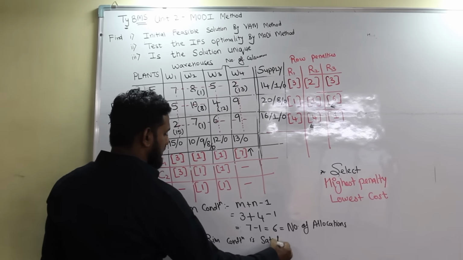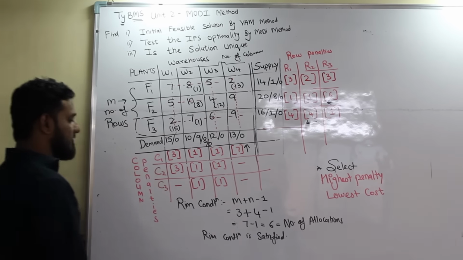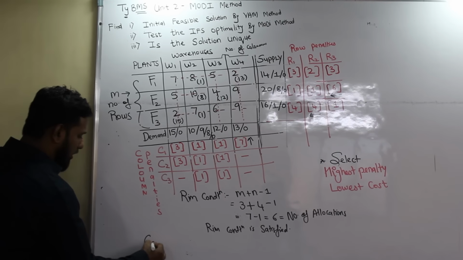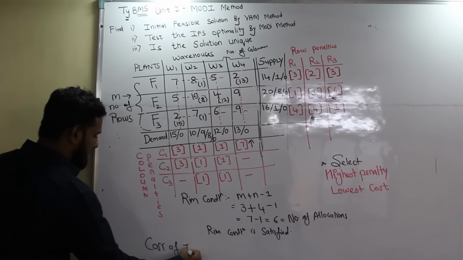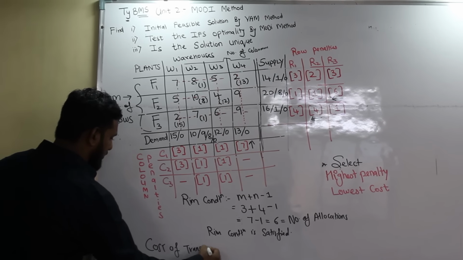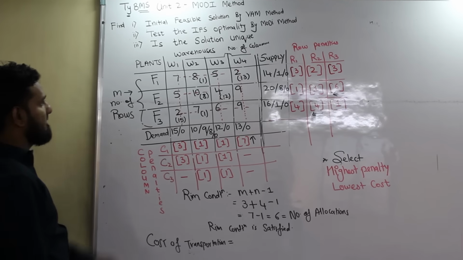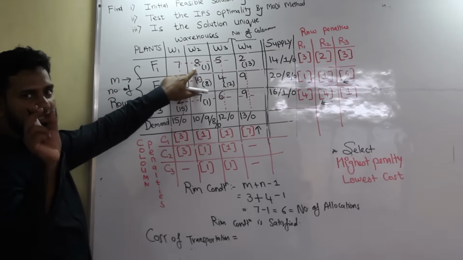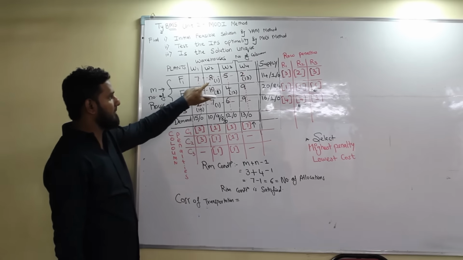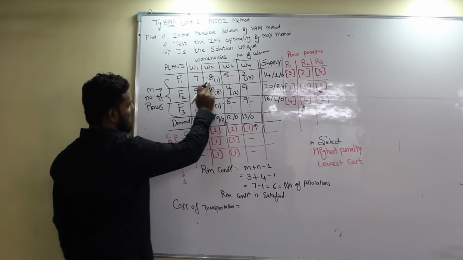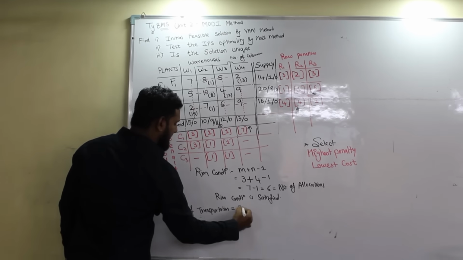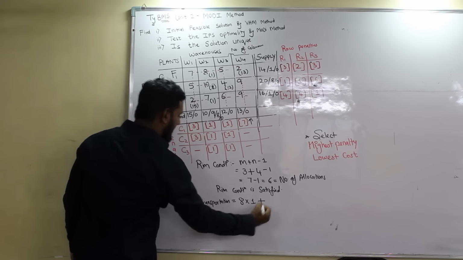And finally, you need to calculate the cost of transportation. So cost of transportation is equal to, wherever you have given the value, जहाँ पर आपने allocation किया है, उसी को आपको multiply करना है. So we got 8 over here and we got 1 over here. So this will be 8 into 1 plus.